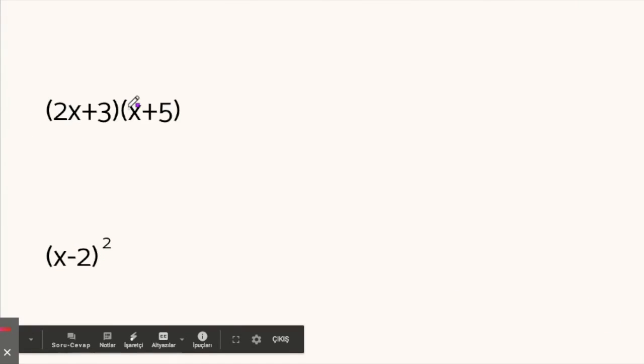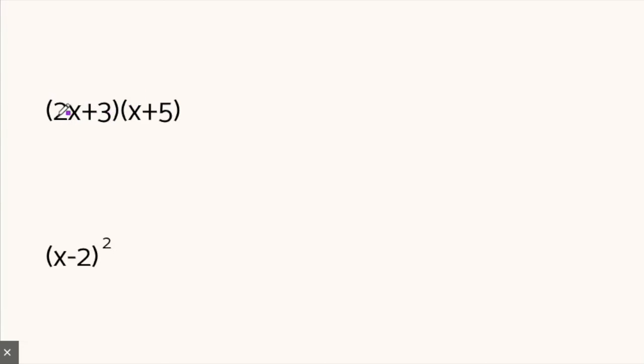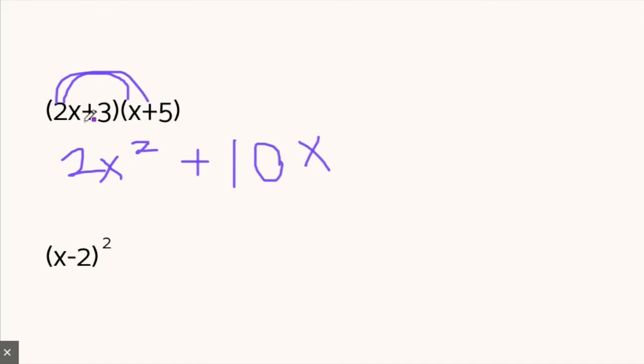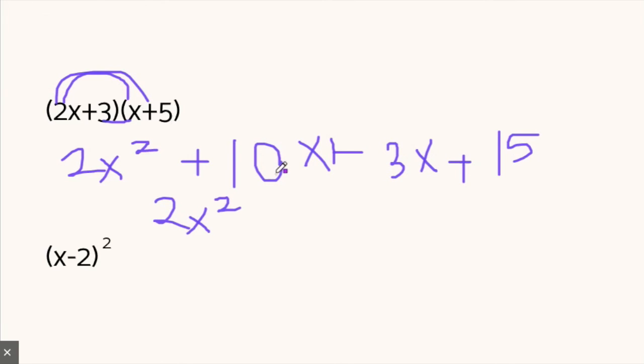Now we have two more examples. As you can see, in this case, x is a coefficient, and that doesn't change anything. 2x times x is 2x squared. 2x times 5 is, just multiply the coefficients, 10x. 3 times x is 3x. And 5 times 3 is just 15. Combine like terms. It's going to be 2x squared. 10x plus 3x is going to give us 13x. And then just plus 15.